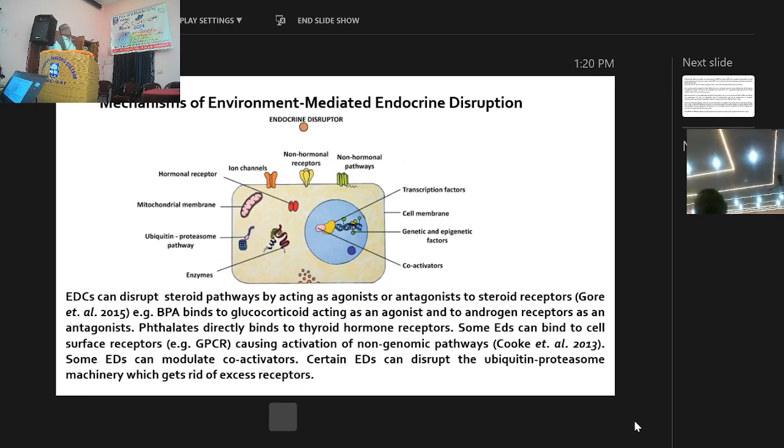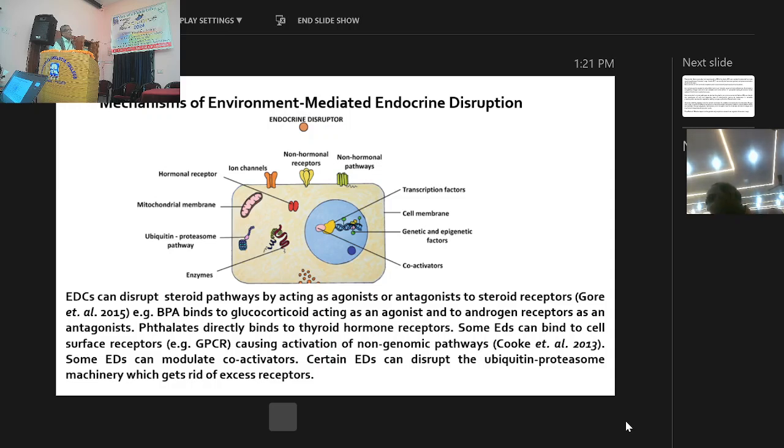Now, this is the mechanism of environment mediated endocrine disruption. Just you see, there are different protein molecules. এখানে এটা হচ্ছে non hormonal receptors. You know that cell membrane is mainly lipoprotein. Lipid bilayer, protein থাকে তাতে, integral protein, peripheral protein.